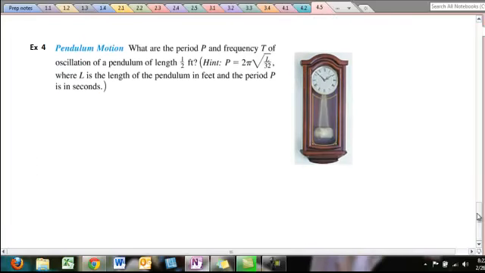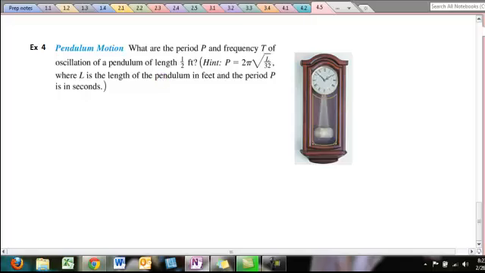Now let's look at a pendulum motion, like in a clock, right? We have the length right here of the pendulum. It says here that we have this problem right here. What is the period and the frequency of the oscillation of the pendulum that has a length of 1/2 foot? Okay, well they're going to tell us that the period is equal to this formula right here: 2 pi times the square root of L, which is the length of the pendulum in feet, over 32.